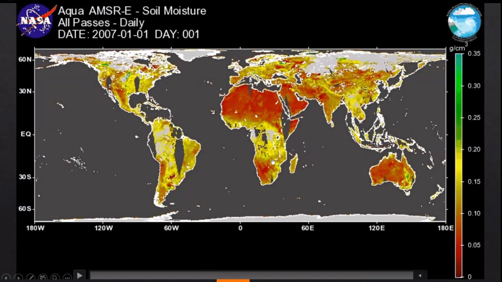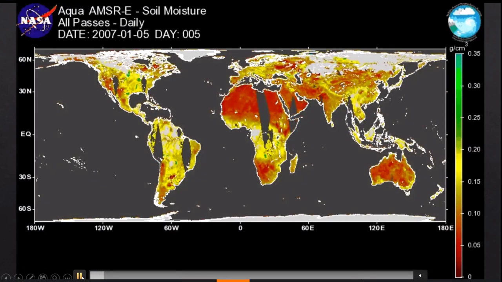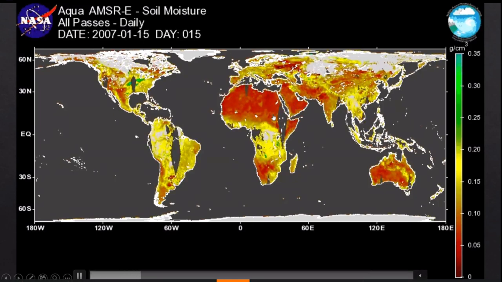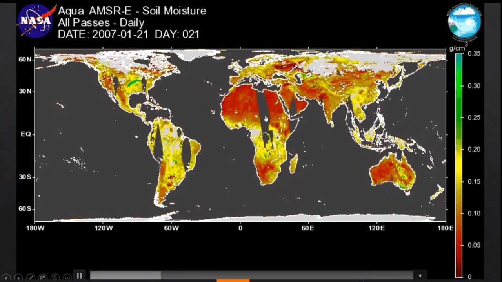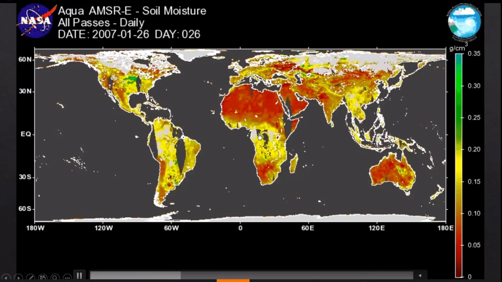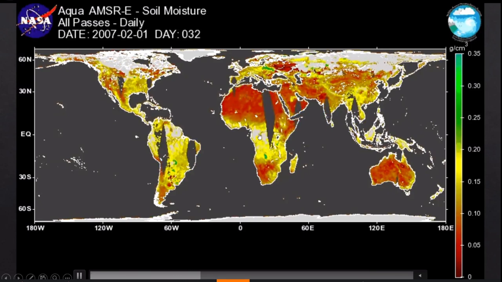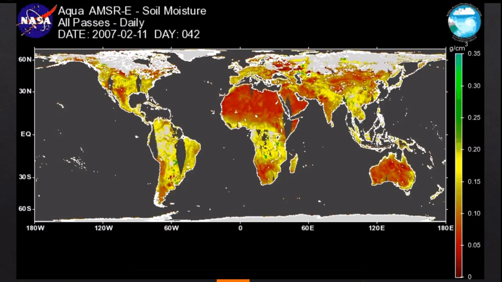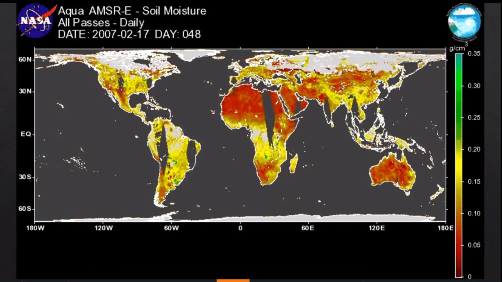So the soil moisture changes every day. Maybe there was a rainfall, maybe there was something. And you also see these gaps, right? So that means that the satellite did not go over that region that day. This particular satellite, the AMSR-E sensor on the Aqua satellite, has a revisit time of about 2 days.